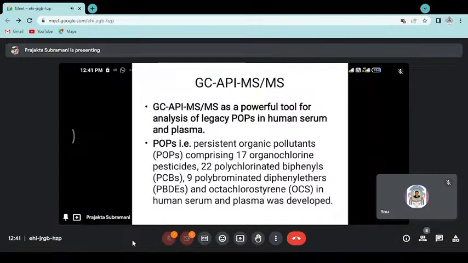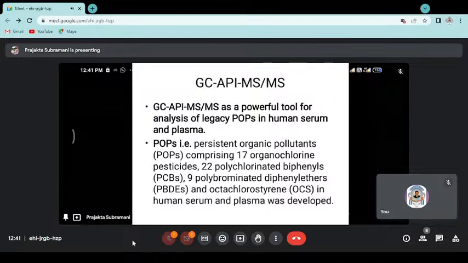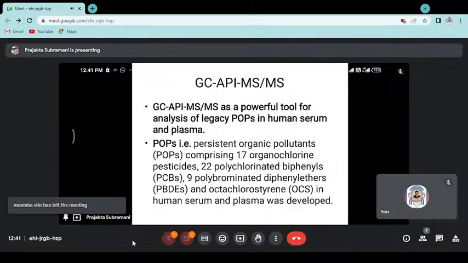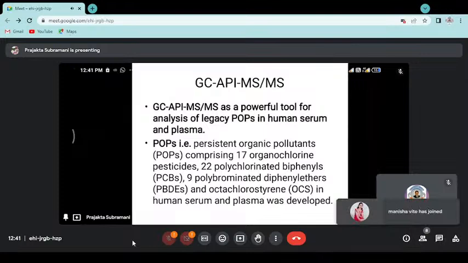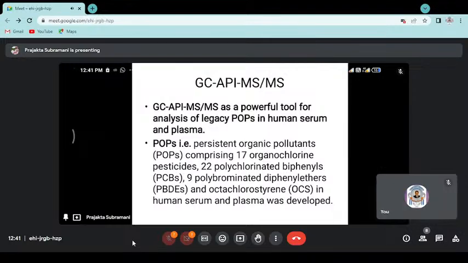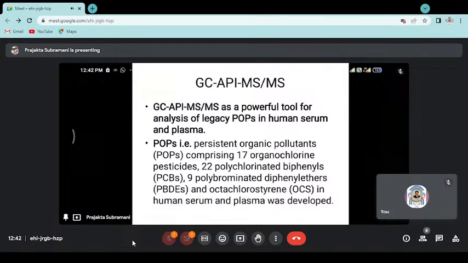It consists of 17 organochlorine pesticides, 12 polychlorinated biphenyls, 9 polybrominated diphenyl ethers, and octachlorostyrene in human serum and plasma. This is detected by this GC-API-MS/MS. The separation is done by gas chromatography, and then there is an atmospheric pressure ionization technique with MS/MS, that is, tandem mass spectrometry.